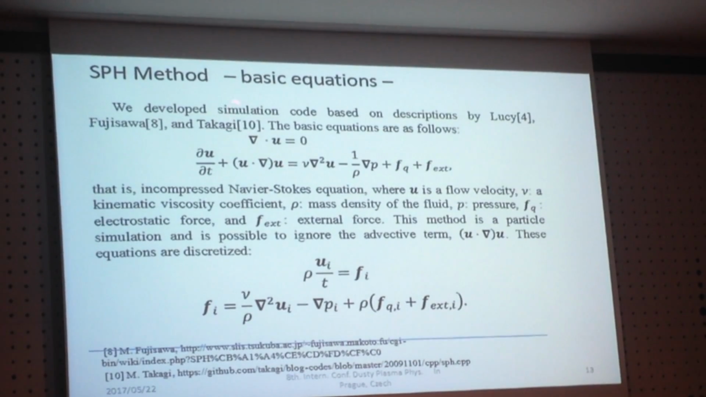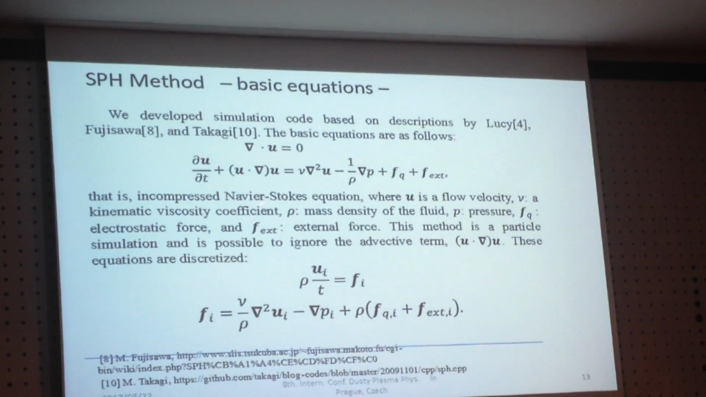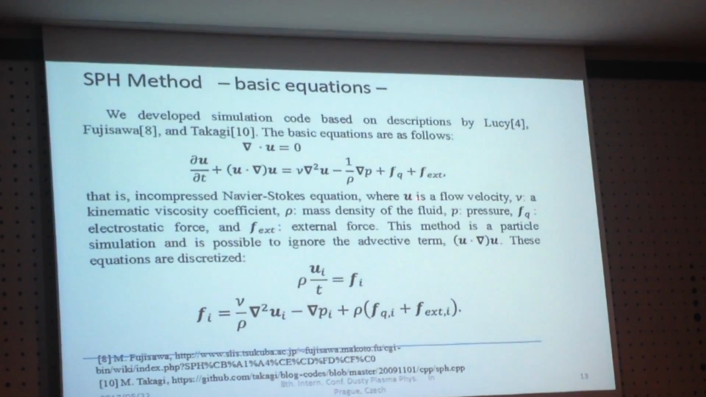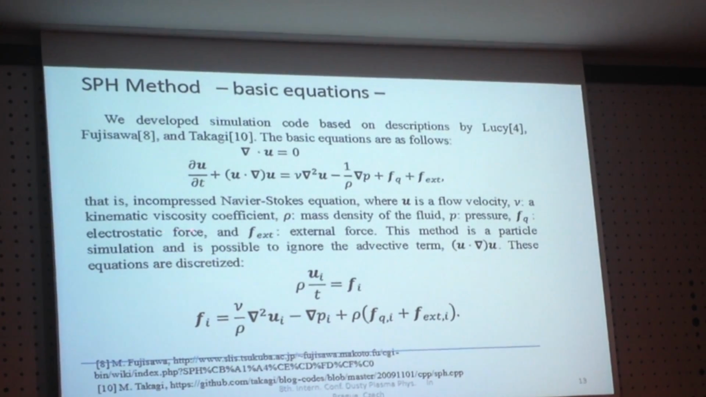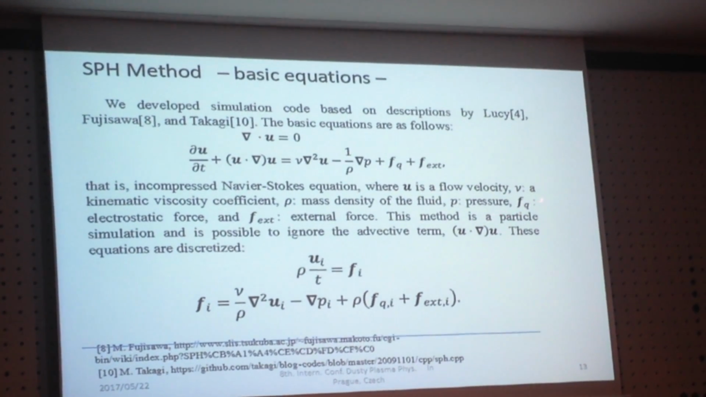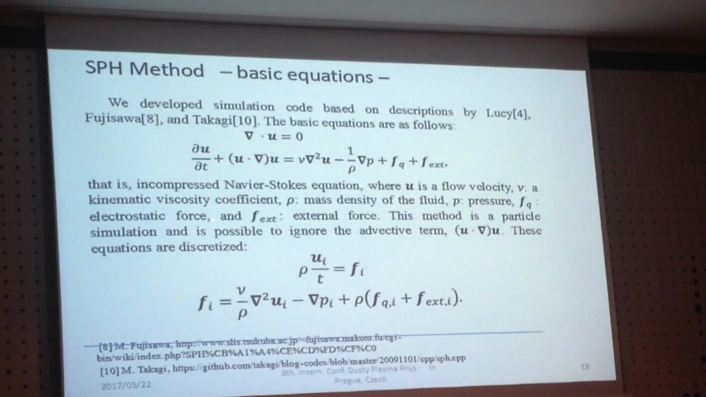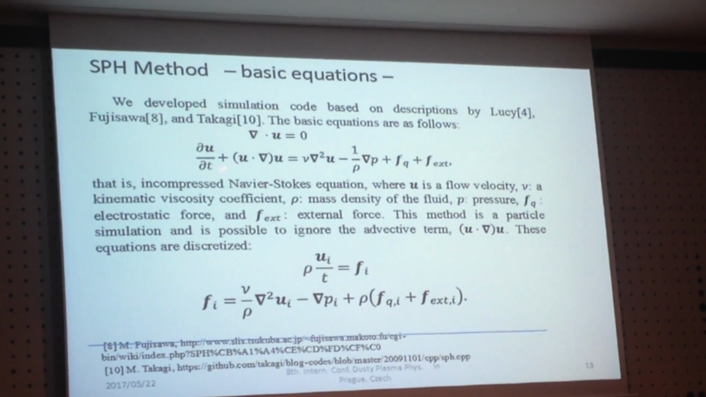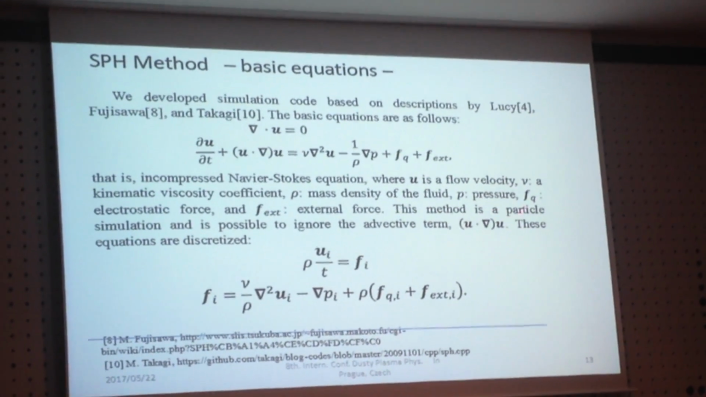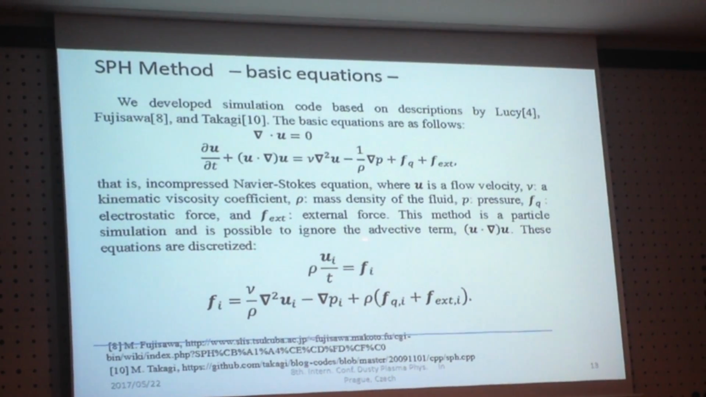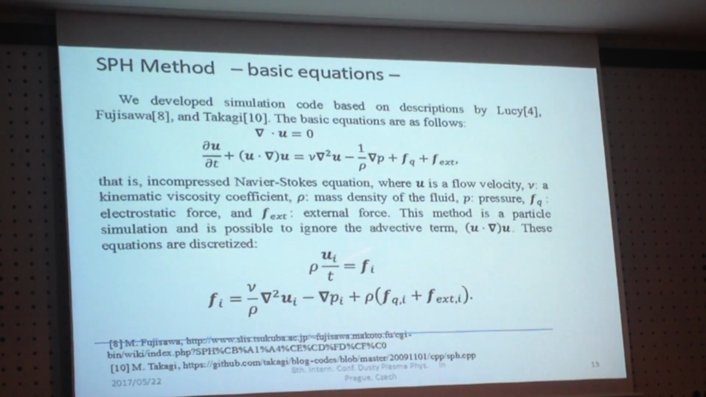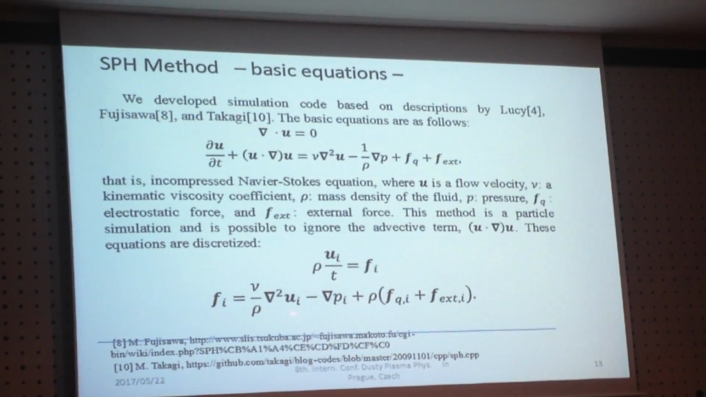The basic equation is the incompressible Navier-Stokes equation. U is the flow velocity, nu is the kinematic viscosity coefficient, rho is the mass density of the fluid, p is the pressure, F_Q is the electrostatic force, and F_ext is the external force. In this particle simulation method, it's possible to ignore the convection term, and these equations are discretized like this.